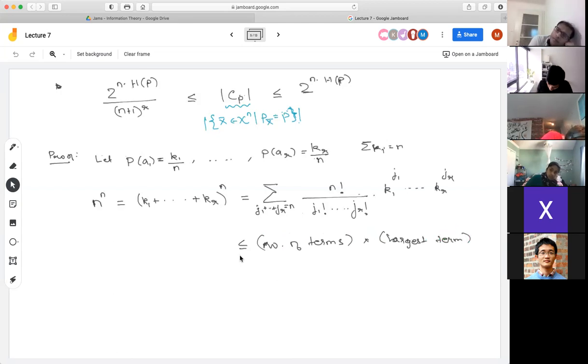Okay, and the number of terms. So we'll get to the number of terms in a minute, but I'll actually give the computation of the largest term as an exercise, but let me state what it looks like.